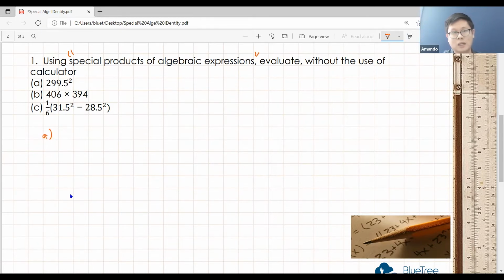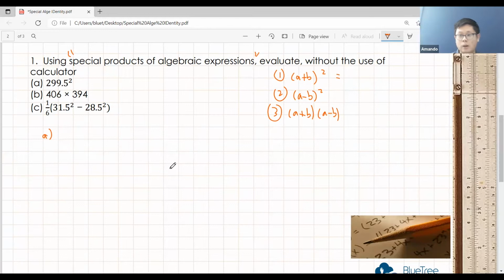We try to link this to one of the special products that we learned. Typically, I like to call them special product 1, special product 2, and special product 3, because it's easier to say 1, 2, 3 than to say (A + B) squared, that kind of thing. You also need to memorize the expanded answer and know the pattern. For the first one, when you expand (A + B) squared, it's A squared plus 2AB plus B squared. And the second one, A squared minus 2AB plus B squared.